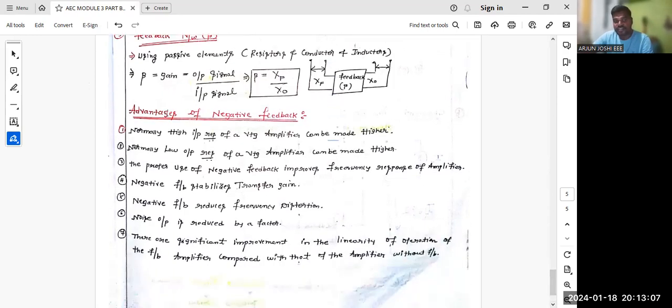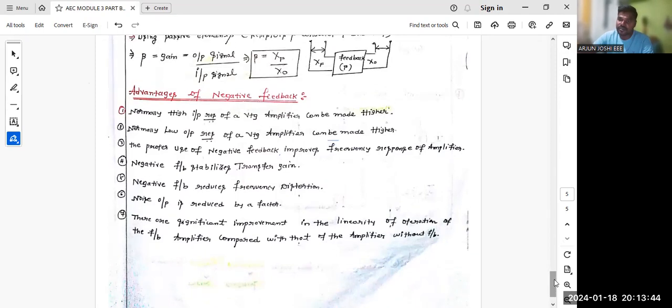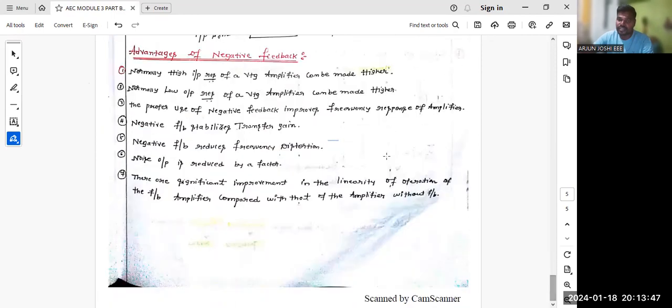So, what are the advantages of negative feedback? Normally, the high input resistance of a voltage amplifier can be made higher. The low output resistance of a voltage amplifier can be made lower. The proper use of negative feedback improves the frequency response of the amplifier. Negative feedback stabilizes transfer gain. It reduces frequency distortion. Noise output is reduced by a factor. There is a significant improvement in the linearity of operation of the feedback amplifier compared with the amplifier without feedback. So these are all the advantages of feedback, especially negative feedback. There are some disadvantages also.